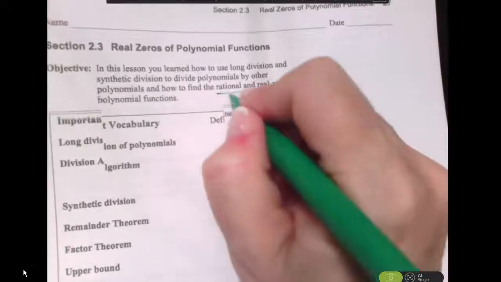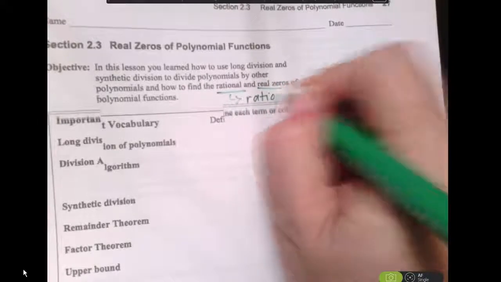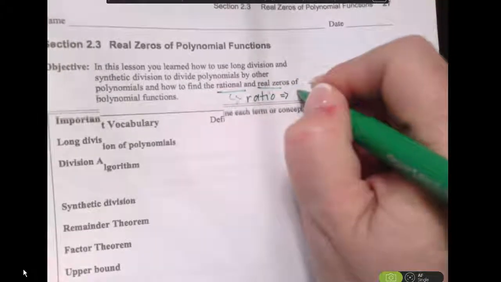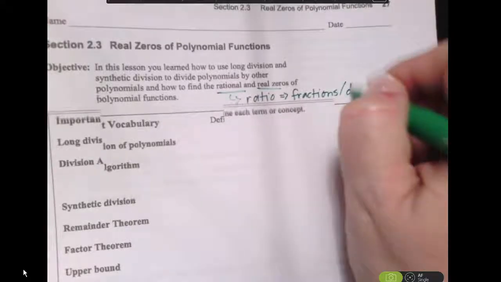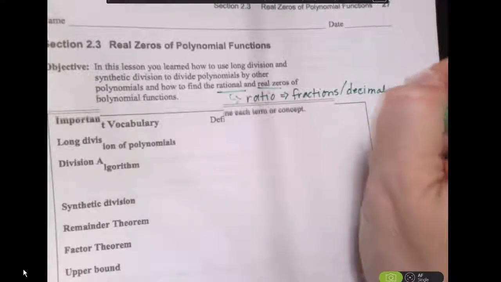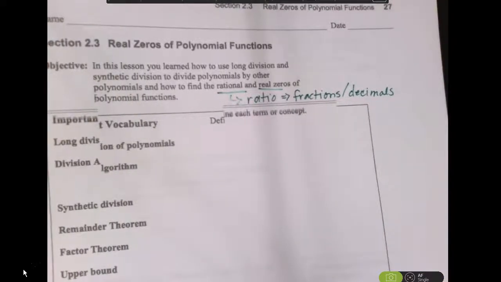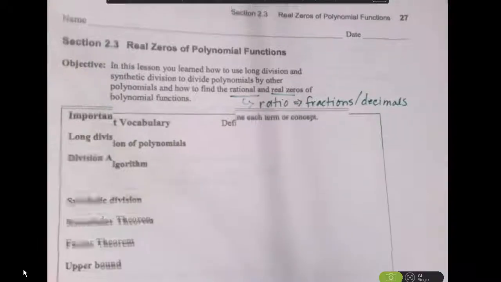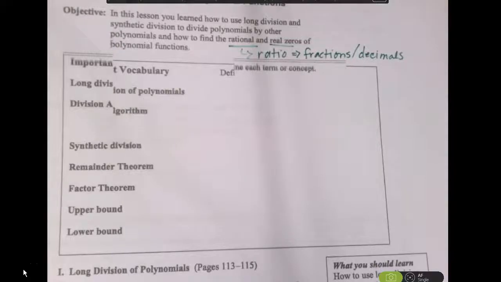rational. And so if you recall, a rational number is any number that can be written as a ratio. So those are fractions and decimals. And notice also we don't have irrational numbers in the list. So if you remember, whenever you use the quadratic formula, you could get some square roots and things, and I'm thinking we're not quite there yet either.